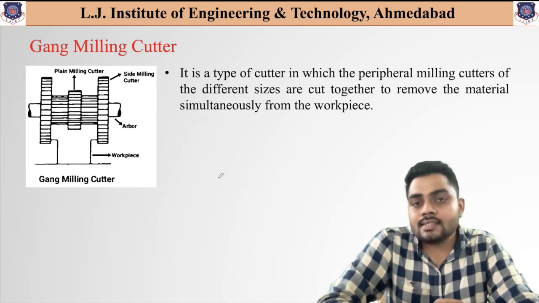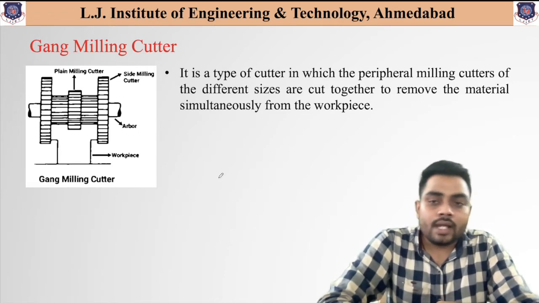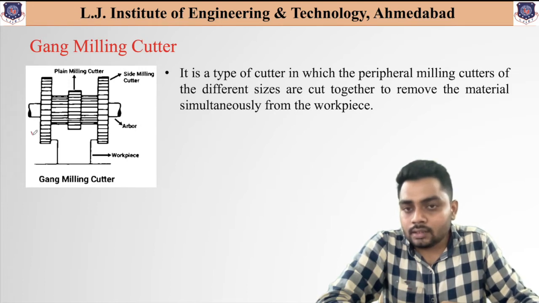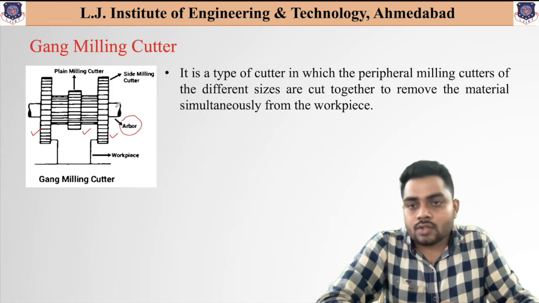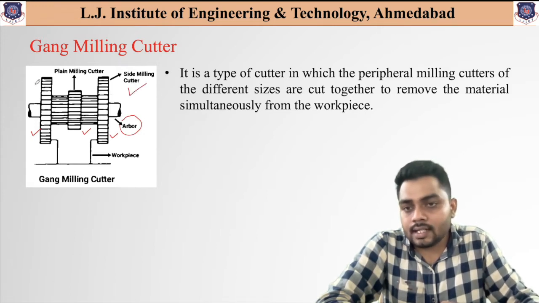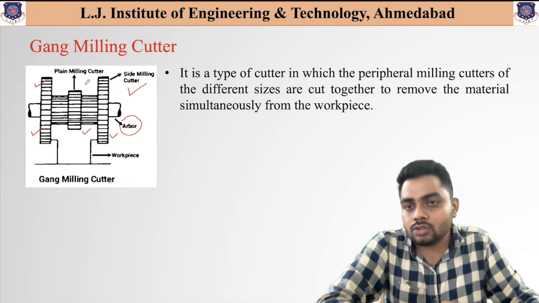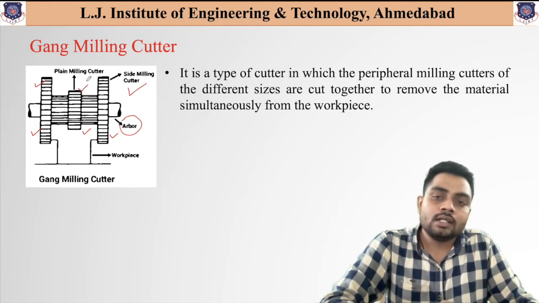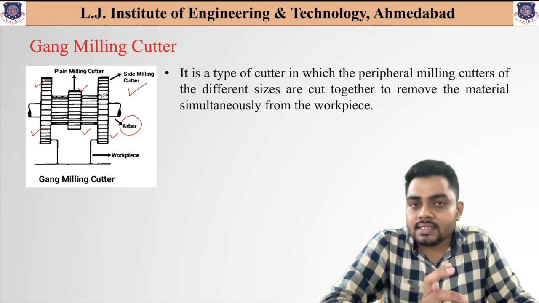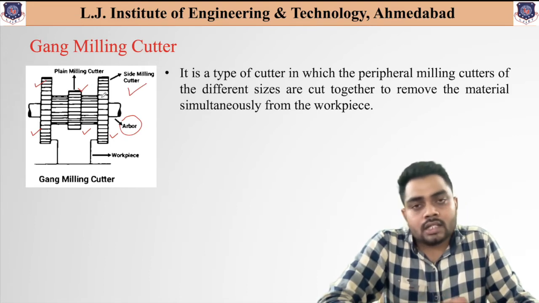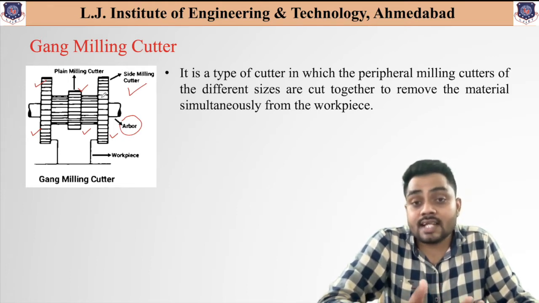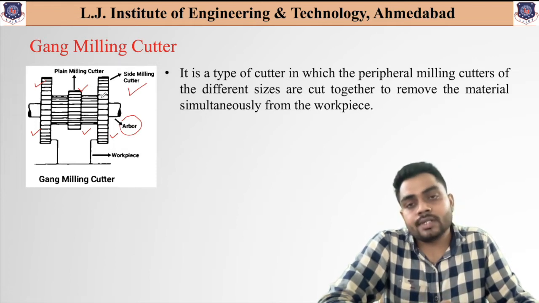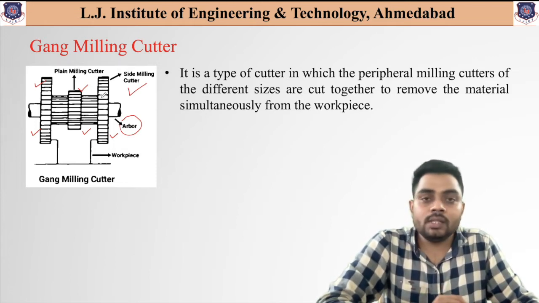Now the next one is the gang milling cutter. As you can see over here, in the gang milling cutter multiple cutters are attached on the arbor. There are side milling cutters attached, and similarly a plain milling cutter is also attached, which is indicated over here. You can see from this diagram that in the gang milling cutter a number of cutters are used to remove material from different places, in different sizes, simultaneously from the workpiece. So this is the major advantage of the gang milling cutter.